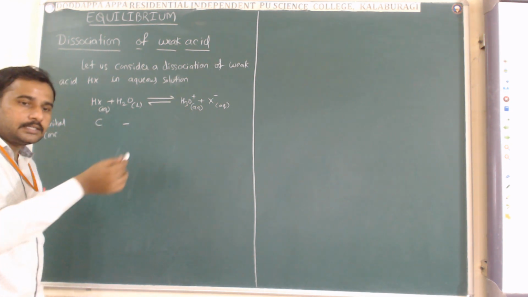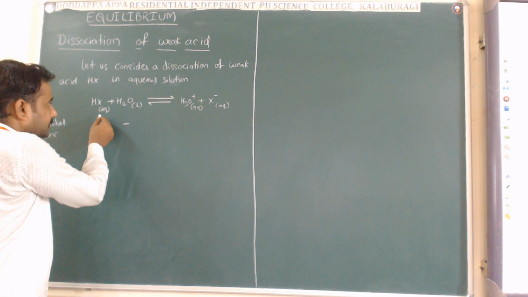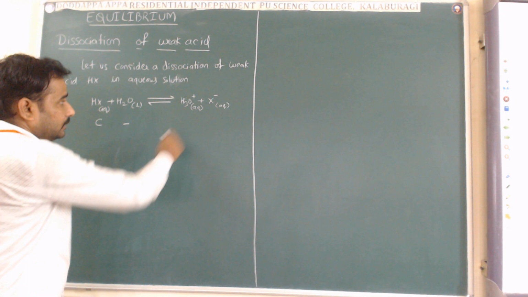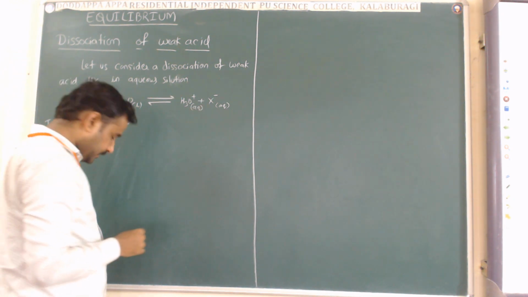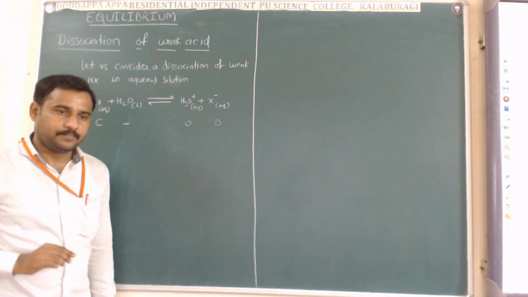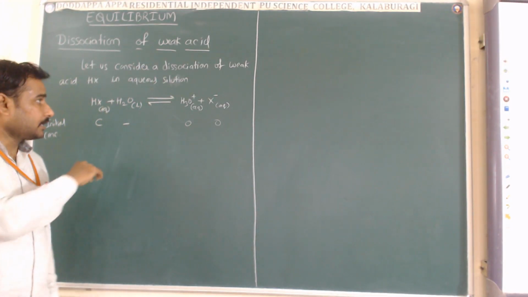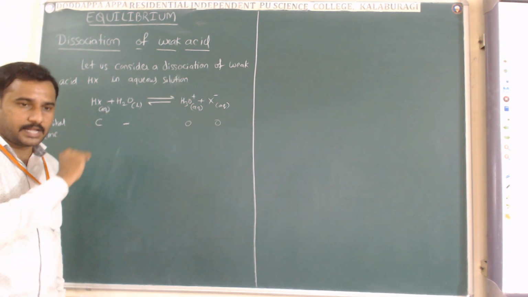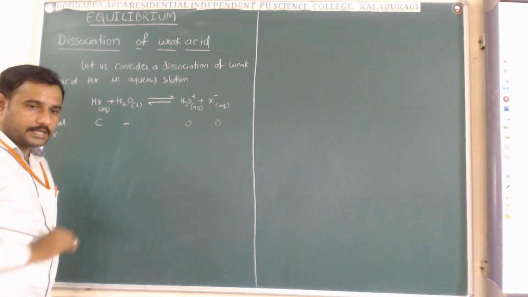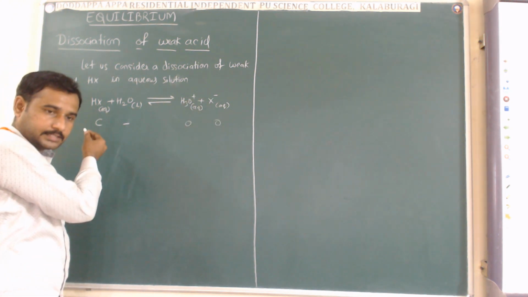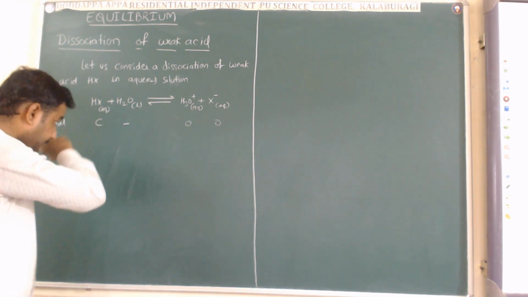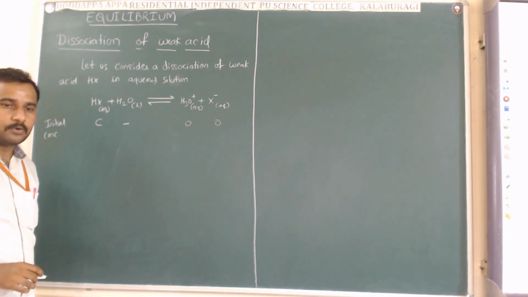So when you start the reaction here, the concentration of HX will be C. This is liquid water, you cannot take that one. The product is still not formed here, so its concentration will be 0. Initially, when the reaction starts, the reactant concentration is C, water we are not taking, and the product concentration is 0 on the product side.